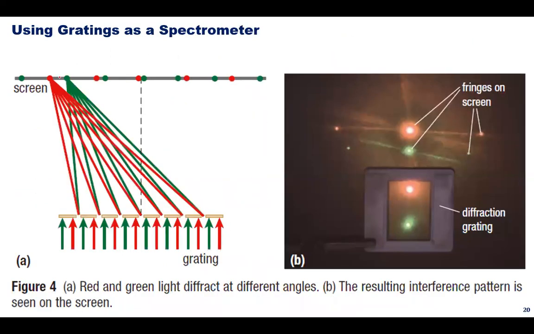As you can see here, these are the bright fringes, right? We have different locations here because we have different wavelengths.